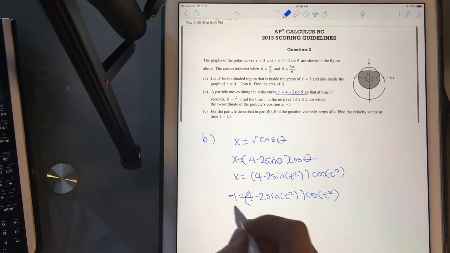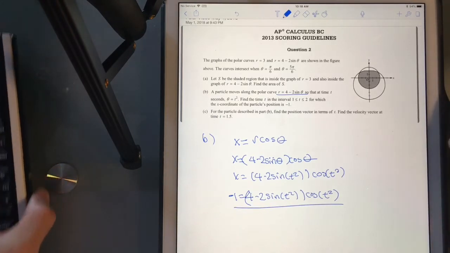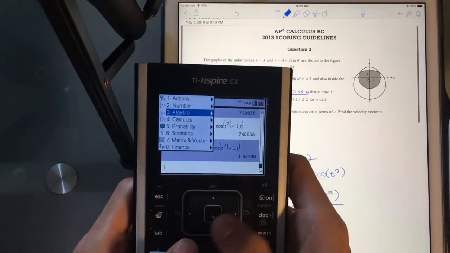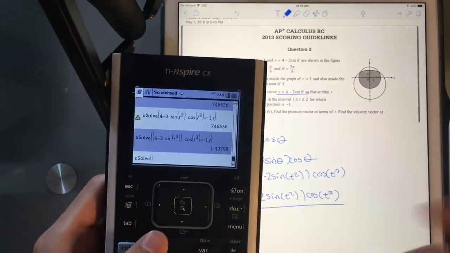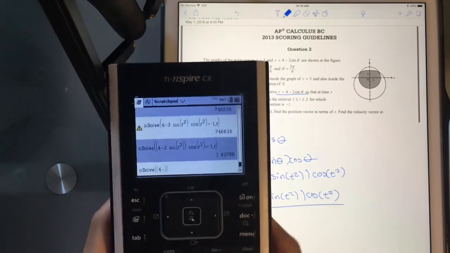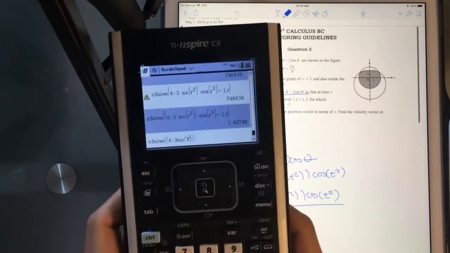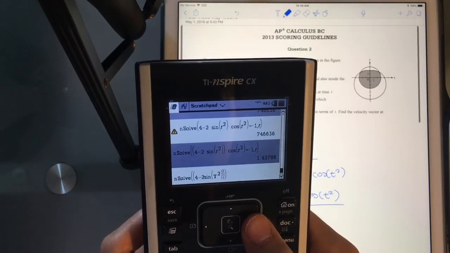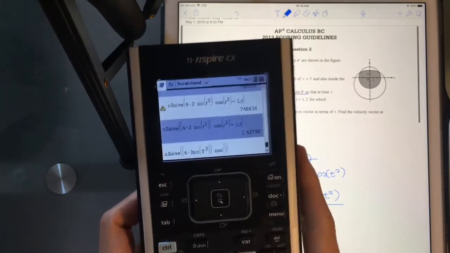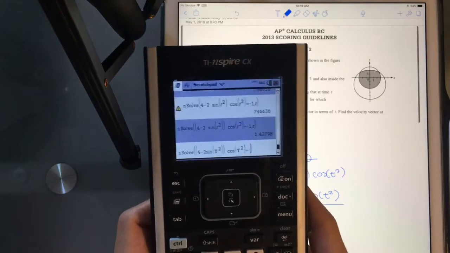Now this looks like a really hard problem to solve, right? But we can use our calculators. So I'll show you how to use it with our Inspire. Go to menu, algebra, numerical solve. Now we just plug this in: 4 minus 2 sine t squared times cosine t squared equals -1.